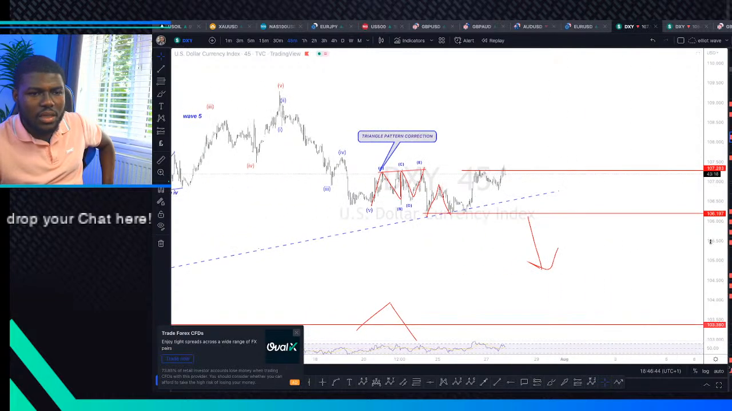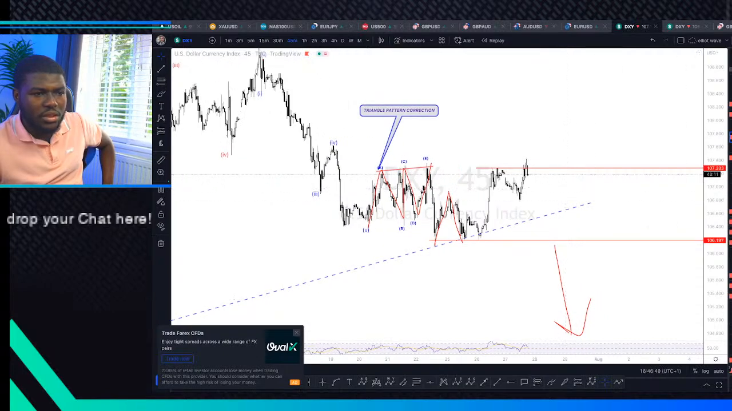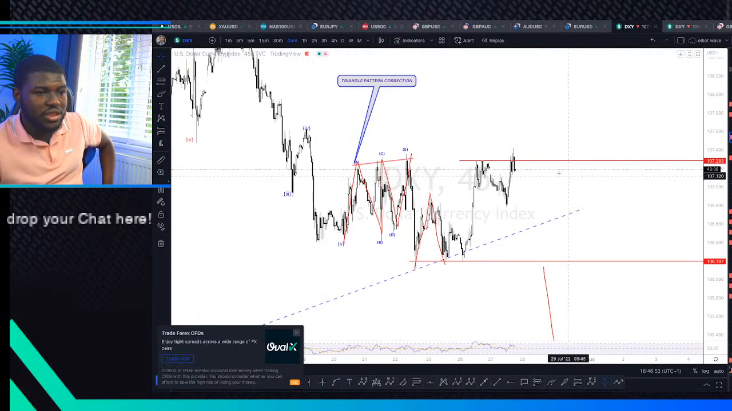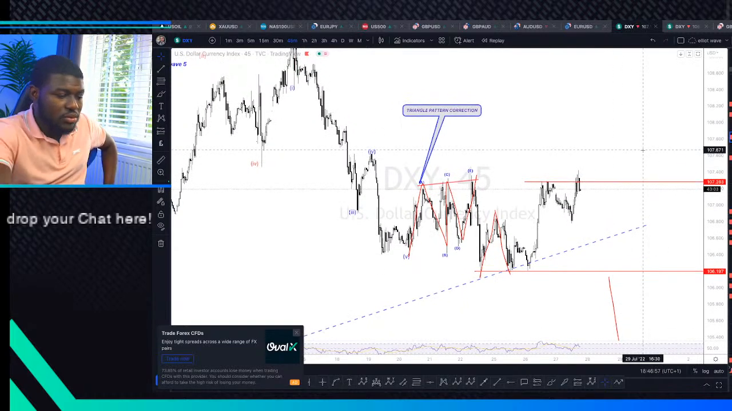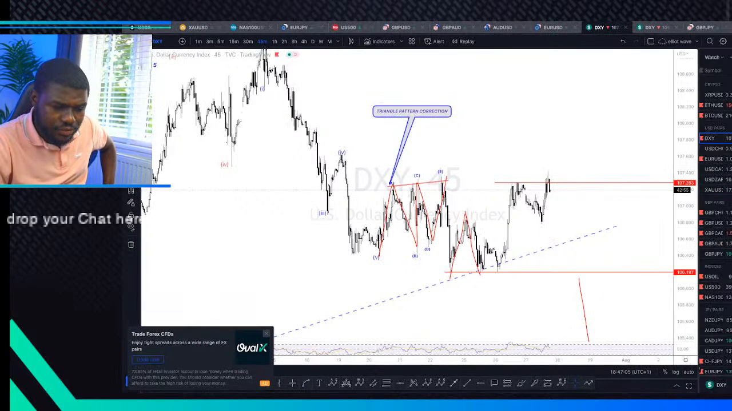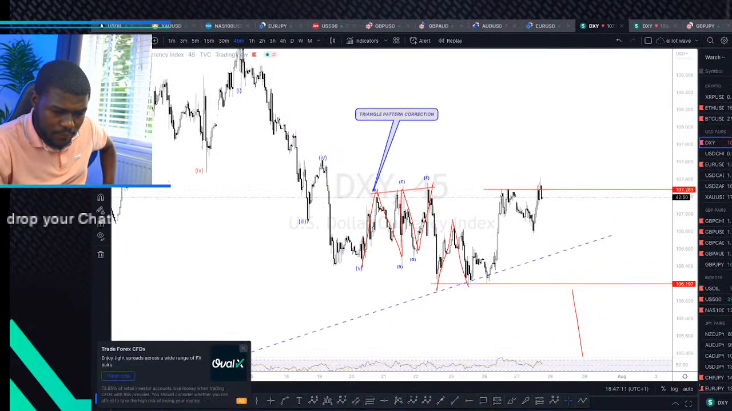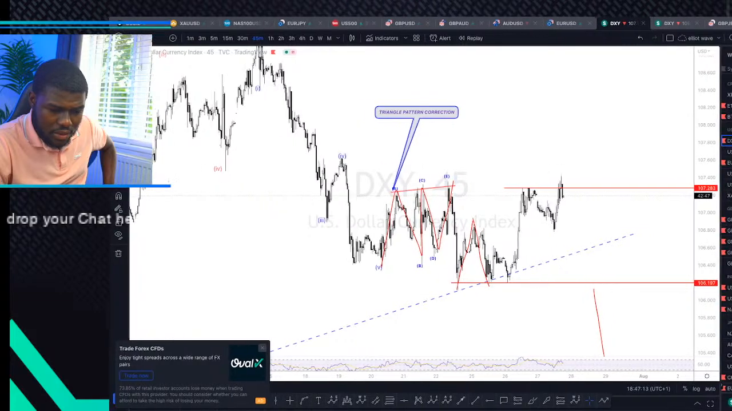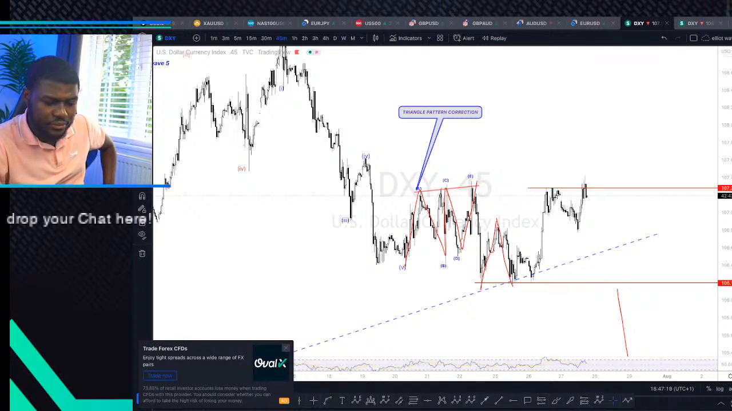So for the DXY, guys, one has to be very, very careful. There may be an opportunity to sell DXY. There may be a very, very good opportunity to sell DXY. It all depends on what the market is going to do. I hope you guys can see my charts perfectly.